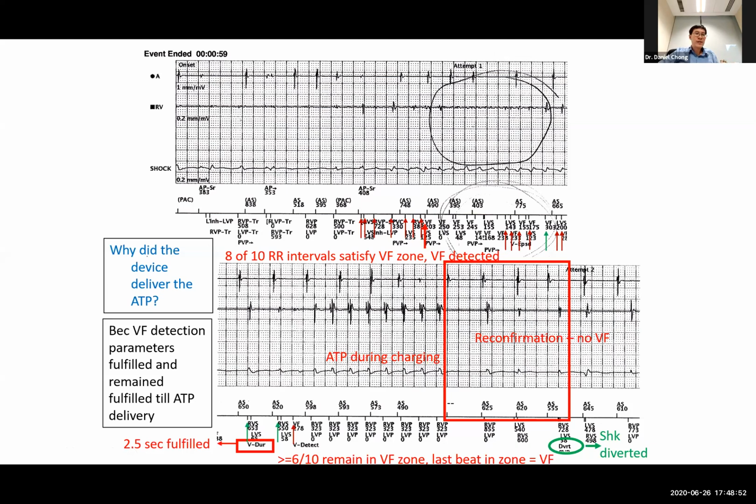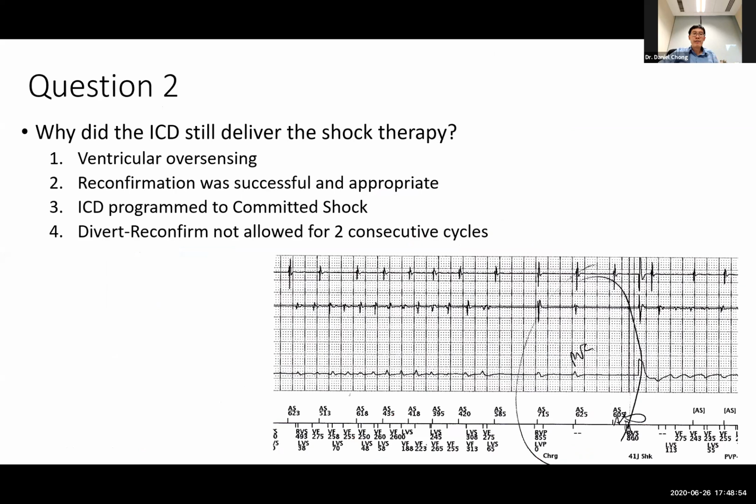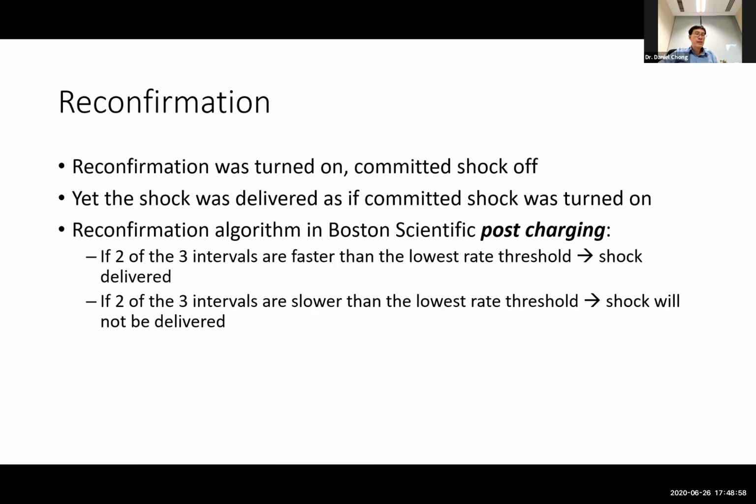In fact, the reason was that divert and reconfirm is not allowed for 2 consecutive cycles in this device. The reconfirmation algorithm in Boston Scientific post-charging is that if 2 out of the 3 intervals are faster than the lowest rate threshold, shock will be delivered. If 2 out of 3 are slower than the lowest rate threshold, shock will not be delivered. So in the first case, 2 out of 3 intervals are slower than the lowest rate, therefore shock was diverted.